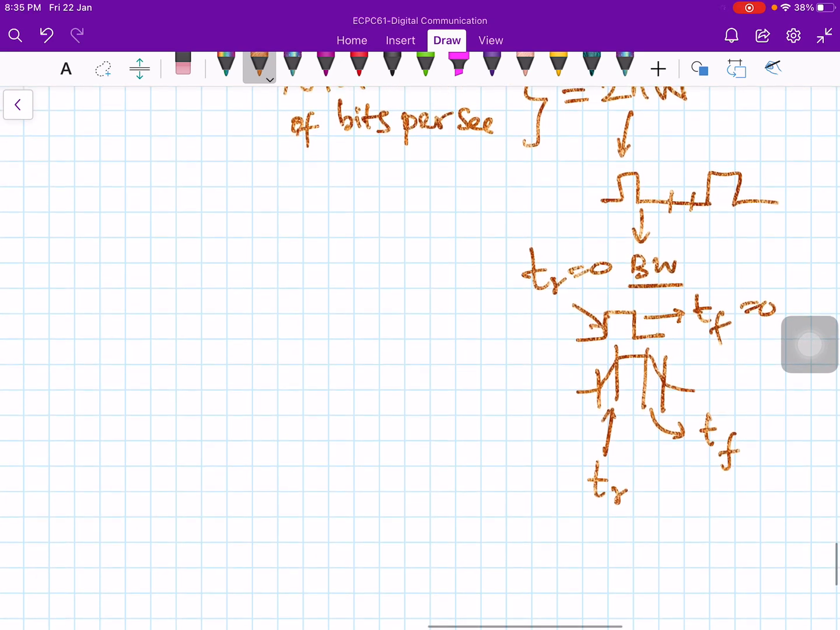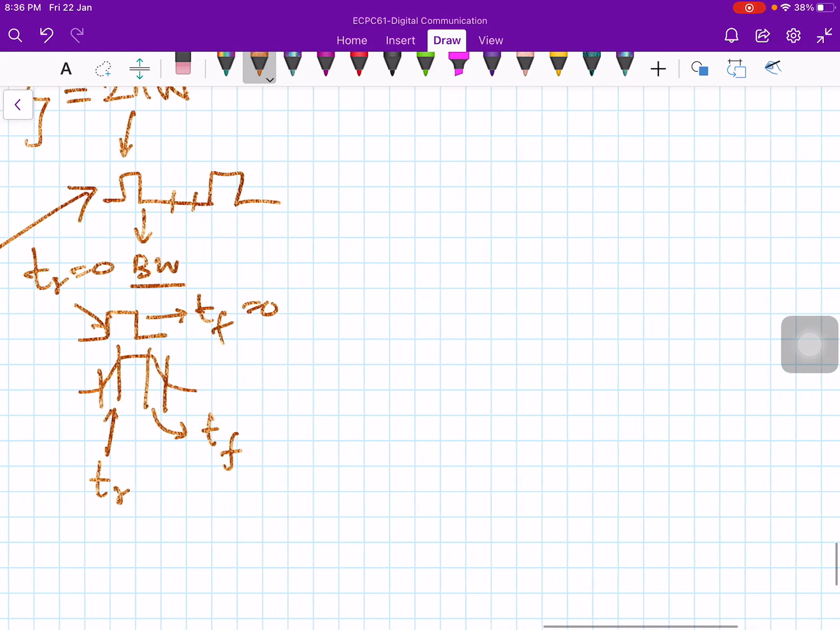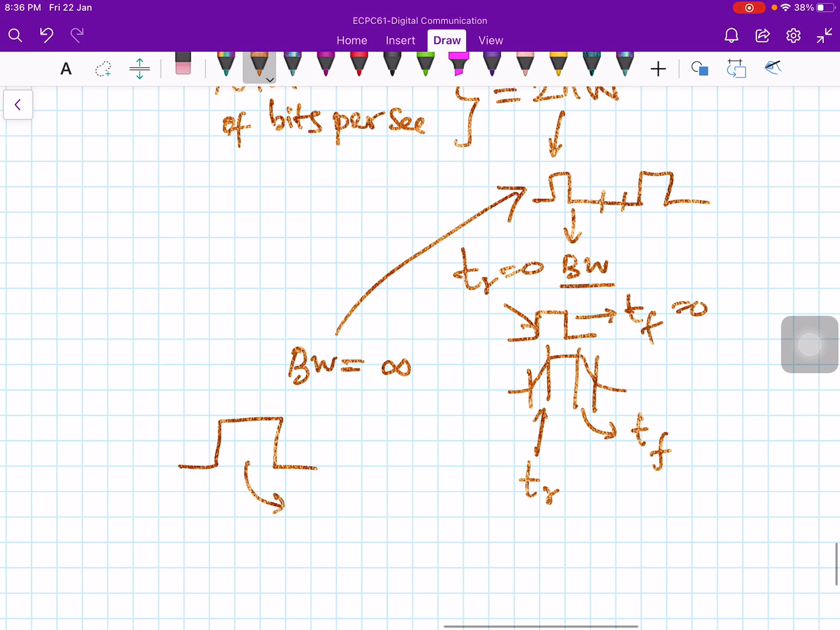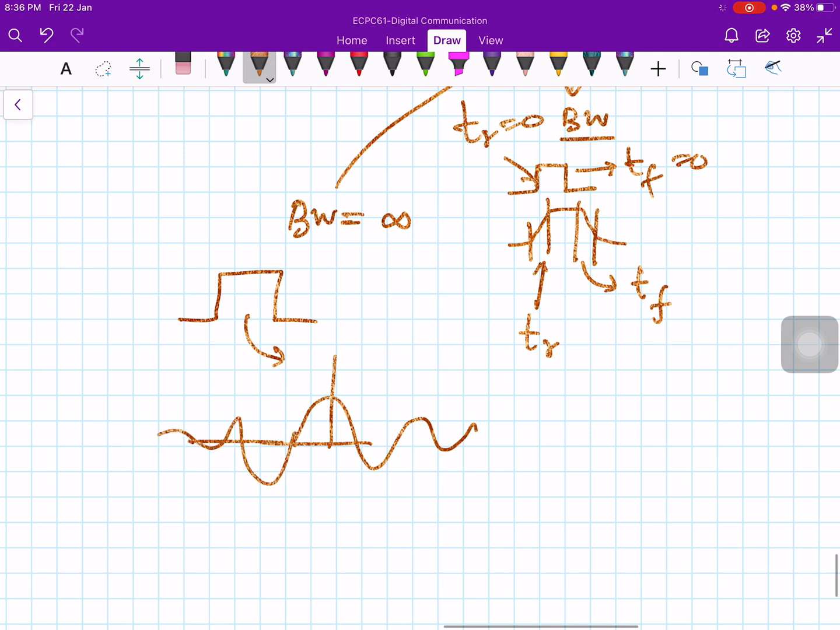With no time it increases from 0 level to a finite amplitude. Whenever you have an ideal pulse train, what is the bandwidth? If you recall from your Fourier transform, the bandwidth is infinity. If you take a rectangular pulse and find its Fourier transform, you will get a sinc pulse, and this goes up to infinity. So the bandwidth of the rectangular pulse or the pulse train is going to be infinity.